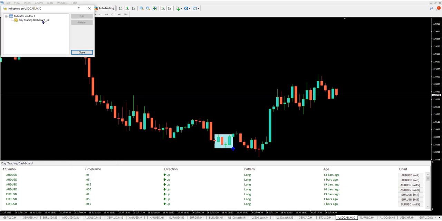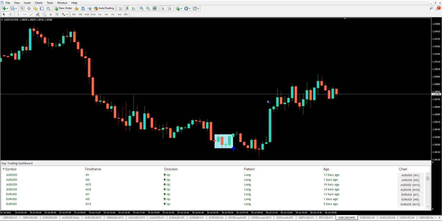So it's the day trading dashboard with the logic day trading indicator. Incredible tool to have for your trading on your MT4 terminal.